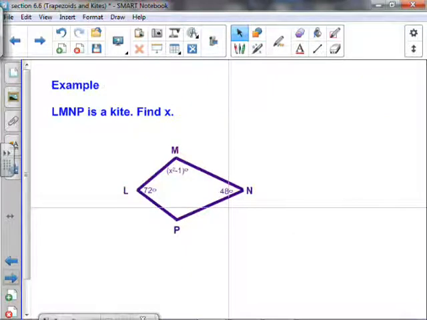Let's see what else we've got. Well, let's do an example first. LMNP is a kite. Find X. Well, this is a pretty good question. I like this one. Where we first have to realize that this is a quadrilateral, so we can find that the sum of all of the angles together must be 360 degrees because we have 4 sides. And also, you know that one pair of opposite angles in a kite are congruent. And we can clearly see that L and N are not congruent, so M and P must be. Okay? So let's go on to the next slide where this is actually worked out.